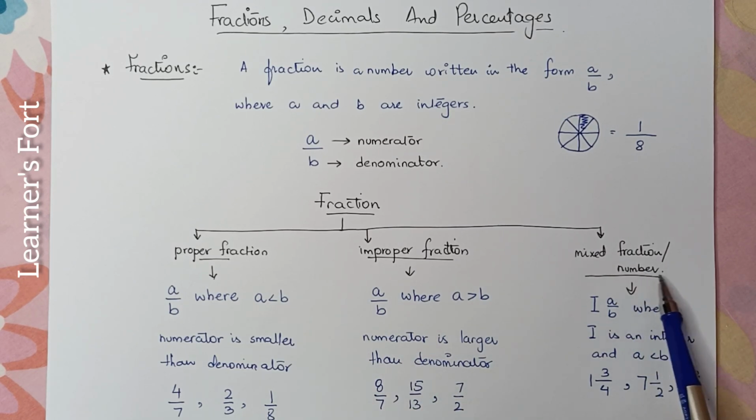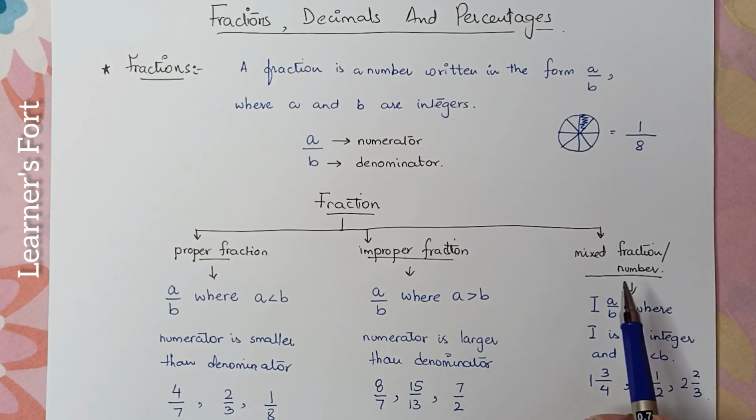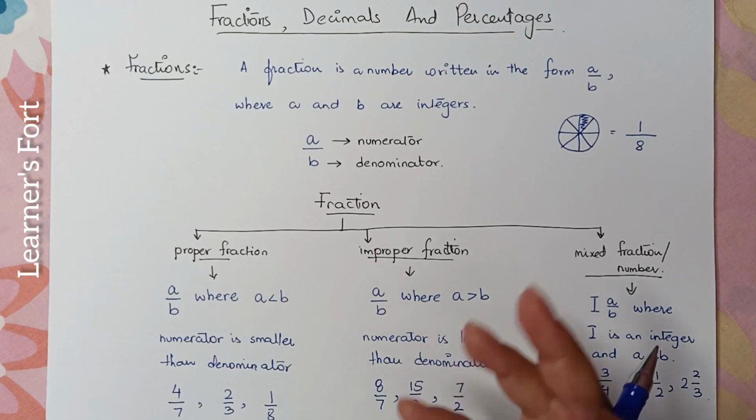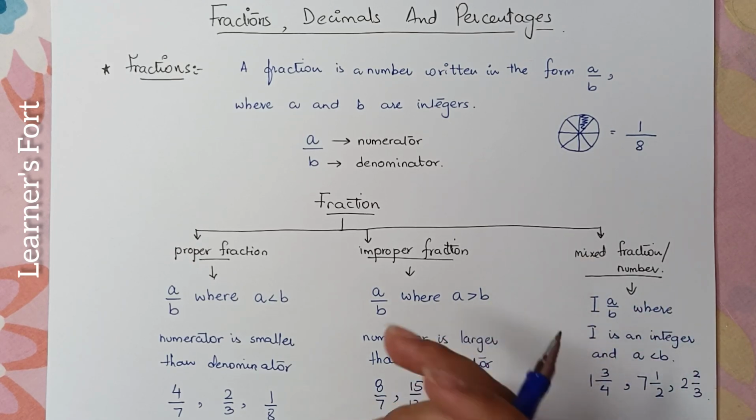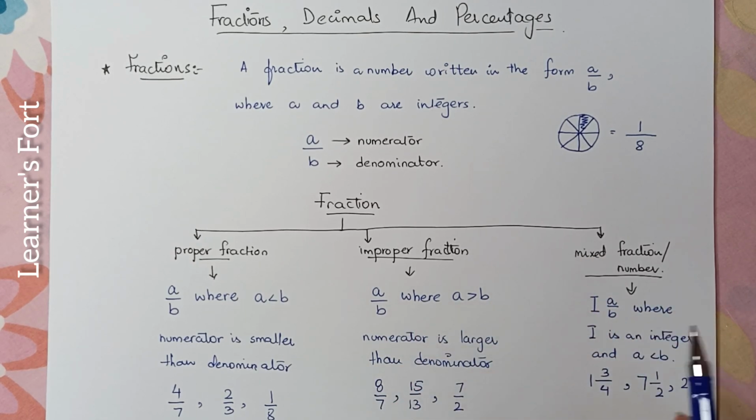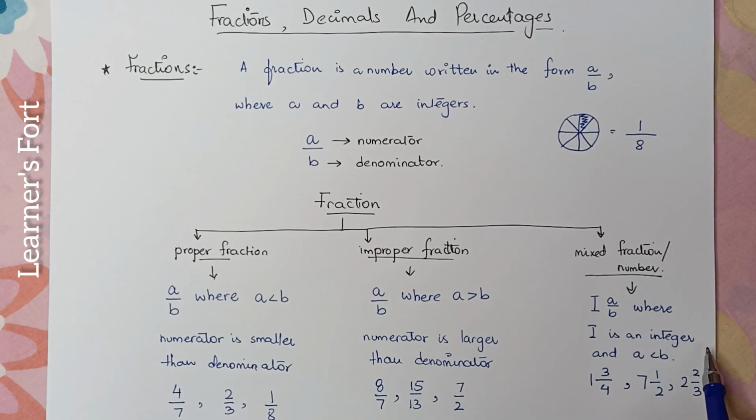Now, mixed fraction or mixed number. Sometimes we call it a mixed fraction, sometimes we call it a mixed number. Now, what is a mixed number? A mixed number is basically a combination of an integer and a fraction, or you can say a whole number and a fraction. It can be written in this form: I and then a fraction. I is the integer here, and a upon b is the fraction.